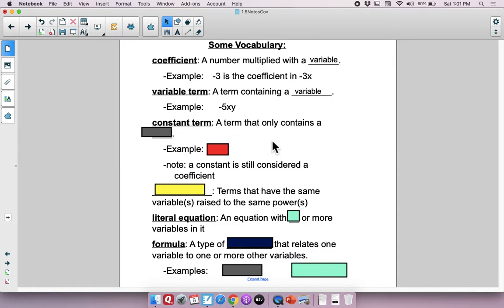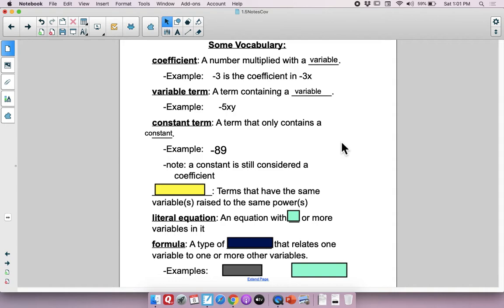A constant term is a term that only contains, you got it, a constant. So, for example, negative 89. Negative 89 is a constant. It's not going to change, even if you go to Mars.